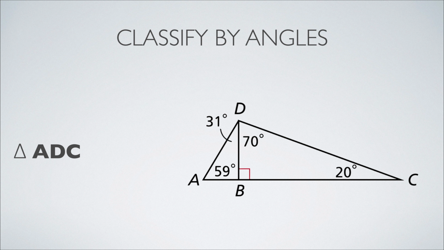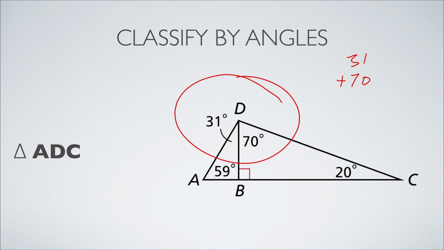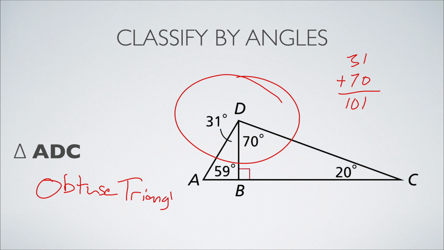All right, so now we have angle ADC. So in that case, we're actually talking about this big angle right here. So the only angle that we need to actually figure out is this one. So 31 plus 70 is going to be 101, which is greater than 90, which means this would be an obtuse triangle.